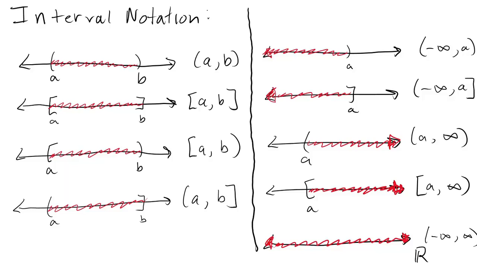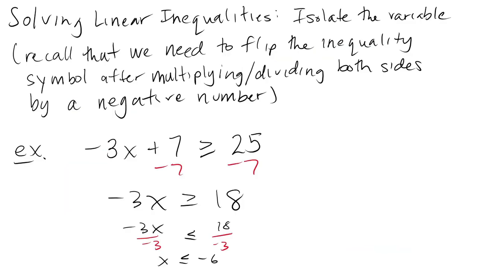Back to our example. We're saying that x is less than or equal to negative 6. What would the interval notation for that be? If you're comfortable with interval notation, you can just write it down. If you're not sure, draw the number line graph and see what it would look like. If x is less than or equal to negative 6, then we're considering numbers to the left of negative 6 as well as negative 6 itself because of the equality.